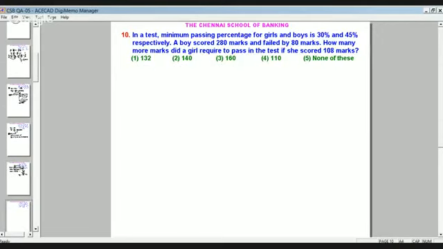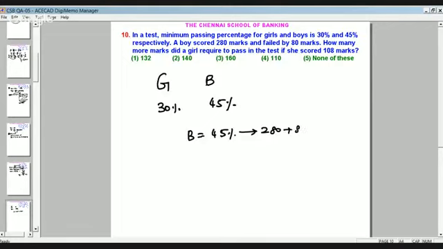Next question number 10. Girls and boys 30% and 45%. This is pass percentage mark. But a boy got 280 marks, failed by 80 marks. So what is the boy's pass mark? The 45% of the mark is equal to 280 plus 80. So 360 marks.